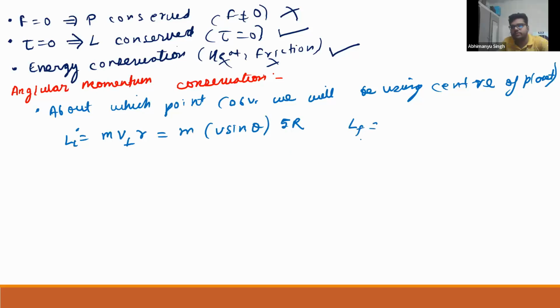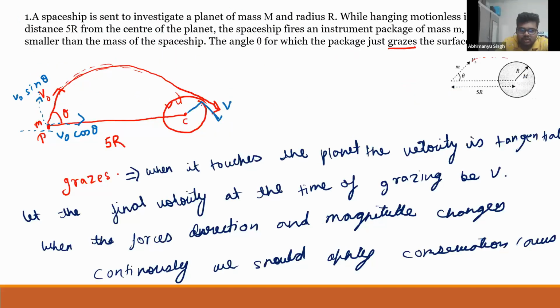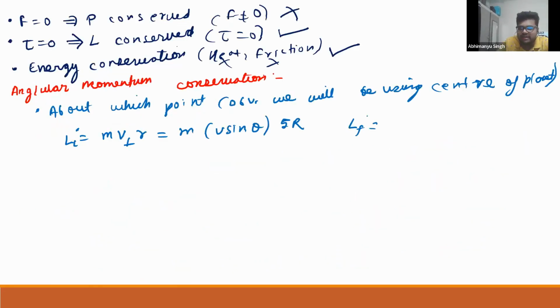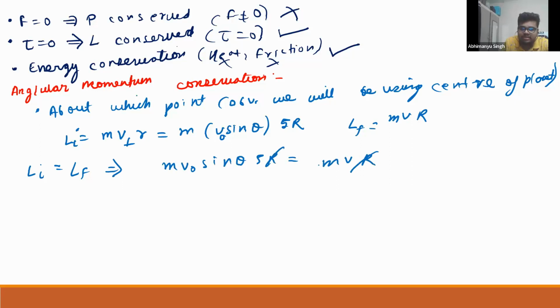So for L final, we know that the velocity is like this. So what is the angle? The angle is 90. So there is no non-perpendicular component of v in the final scenario, and the distance is just r. So we write L final as m v r. Now L initial is equal to L final. What we will do? 5r m v naught sin theta is equal to m v r. R gets cancelled. M gets cancelled. V is equal to 5 v naught sin theta. So this is the answer.